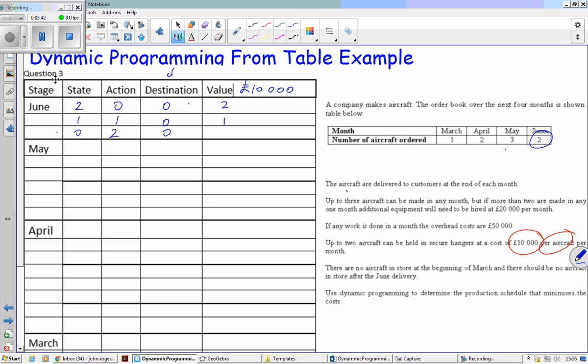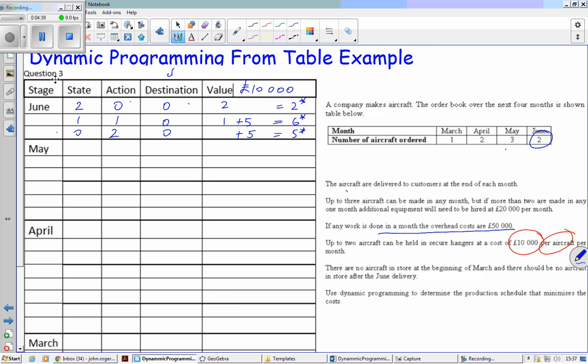Now what other costs have we got? We've also got, if any work is done in a month, overhead costs of £50,000. So this one's going to have a cost of 5, and this is going to have 5 as well. Note the top one here, the action is 0, so therefore there is no work done, so we don't have a 5 in that column. So these all total to 2, 6, 5. Now, because these are all individual states, we should star those. There's only 1 actual row that corresponds to each state, so it's obvious that that's the least one, but going on the principle of dynamic programming, they should be starred.